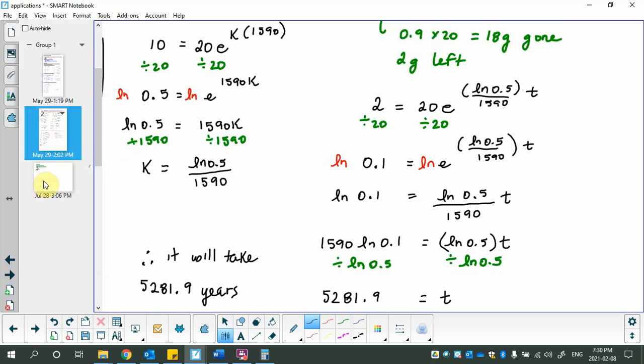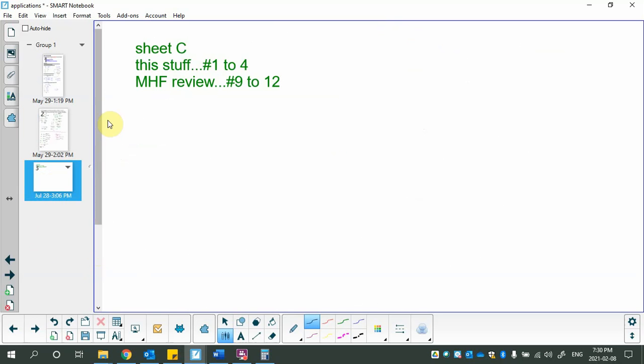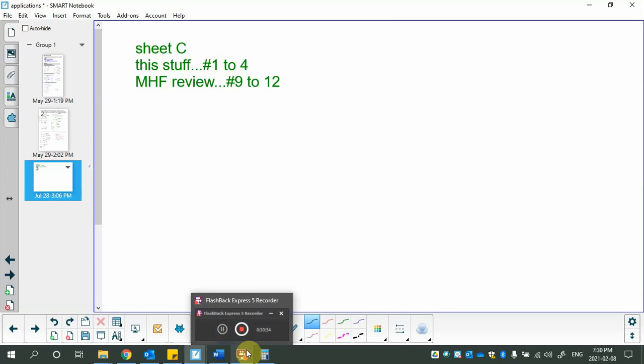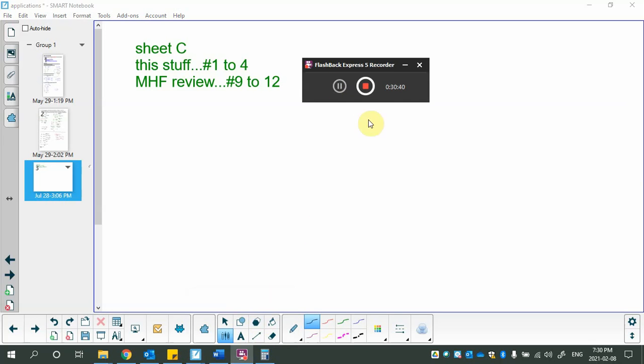So this is the stuff on sheet C. And there's also some review of your ln and log, exponential growth and decay, maybe even some compound interest. I can't remember. So anyhow, that is it for logarithms, even though this note is going to come before the logarithmic differentiation one. Oh, that's still not bad.